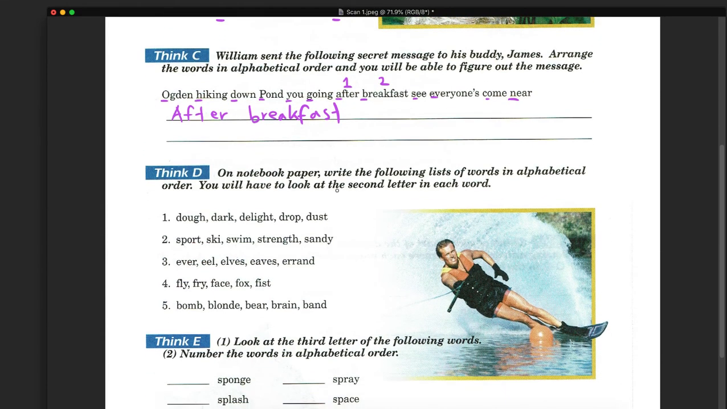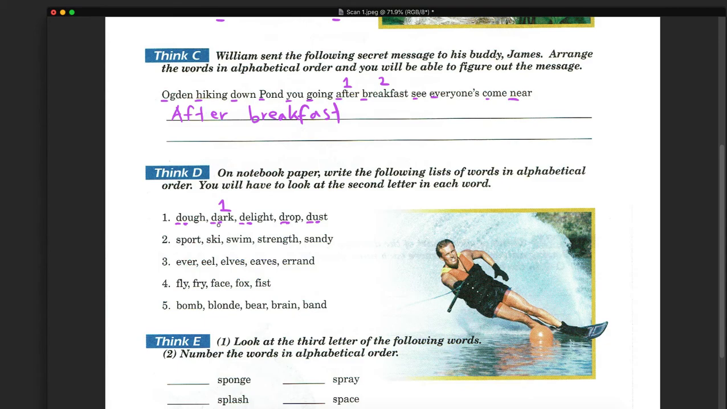Think D. It says, on notebook paper, write the following list of words in alphabetical order. You will have to look at the second letter in each word. So number 1, dough, dark, delight, drop, and dust, they all start with a D. So if the first letter is the same, then you get to look at the second letter. So the second letters are O, A, E, R, and U. So which one goes first? O, A, E, R, O, U. A is obviously first.